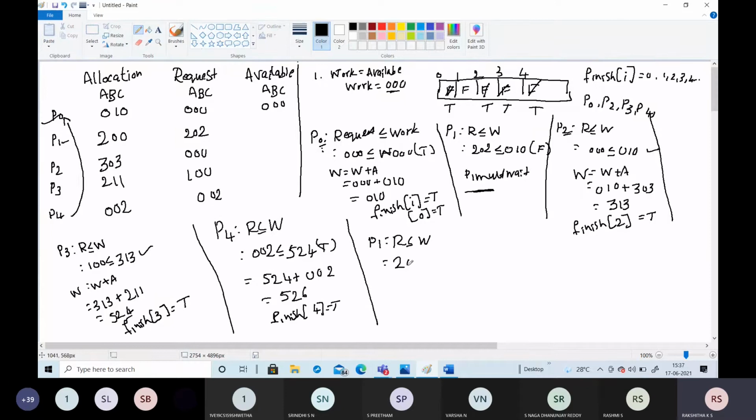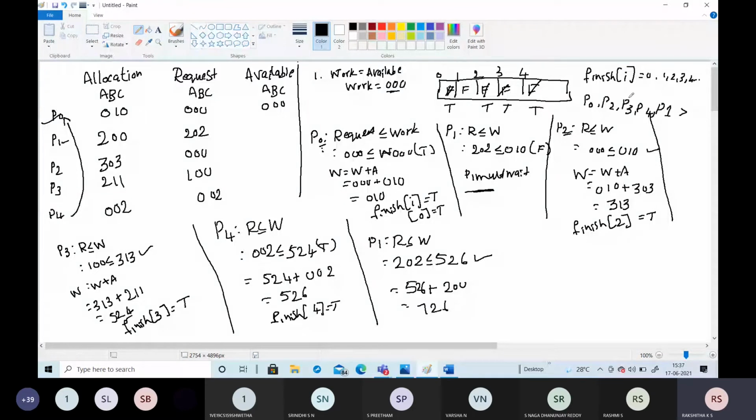So next work, we have to take the previous work, that is 526. So now the condition is we have to calculate the work. Work is equal to work plus allocation. What is the allocation for P1? Allocation for P1 is 200. So what's the value you are going to get? 526 plus 200? 726. So now you can move this P1 to this hard disk.